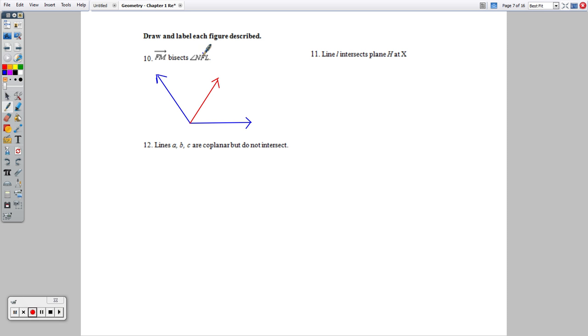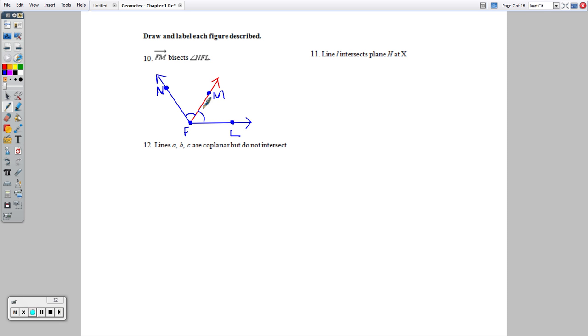FM bisects NFL. So let's label some points on here. If FM is the bisector of that, this could be F and this could be M. And if that's bisecting this angle NFL, I could have N up here, or I could have it down here. If I have it here, I would have to have L over here. I could switch L and N around, that would be okay as well. And to show that it's a bisector, we should show that these two angles are equal to each other, congruent to each other, in other words.